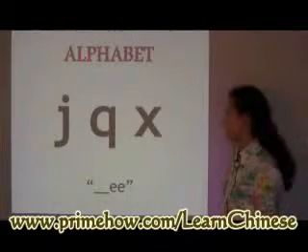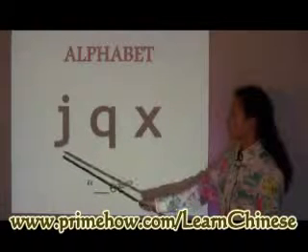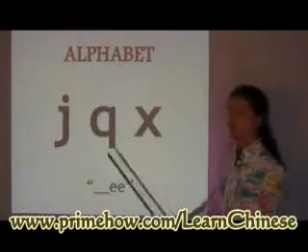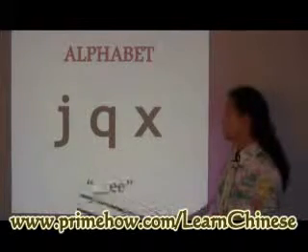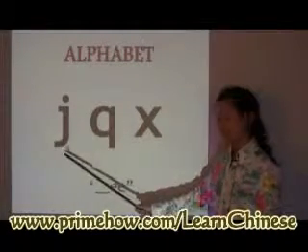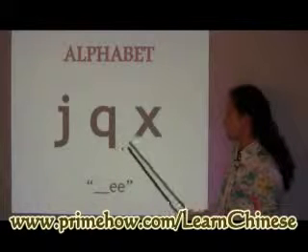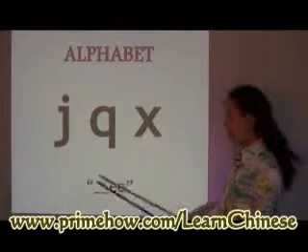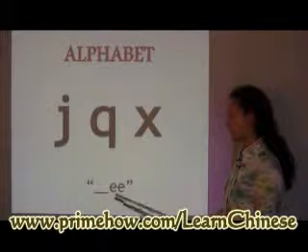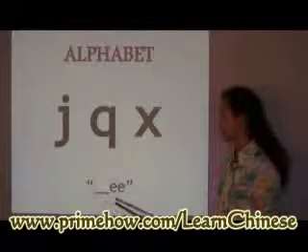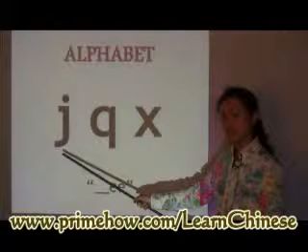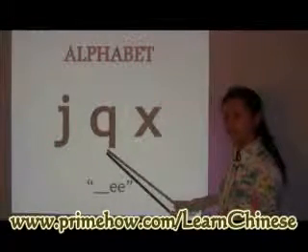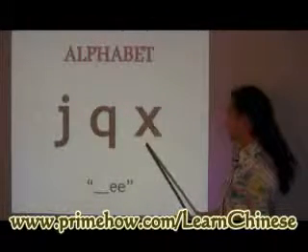And then we have J, Q, and X. These are going to sound really different from the English pronunciation. The ending sound is an ee. You have to pull your mouth back and really make that sound. So you have ji, qi, xi.